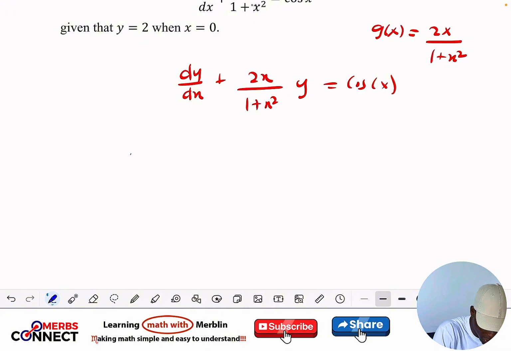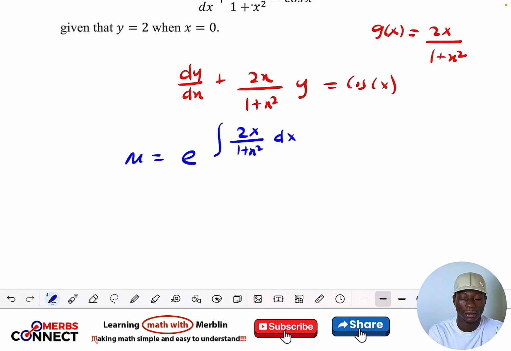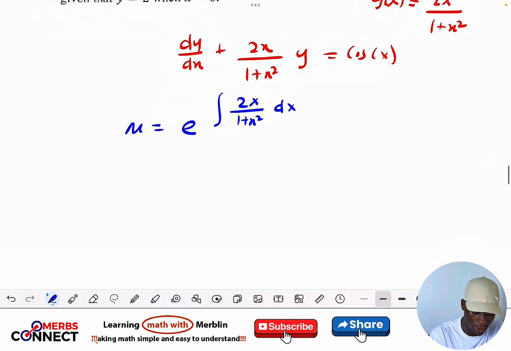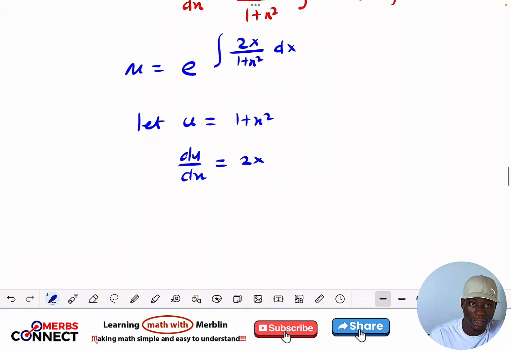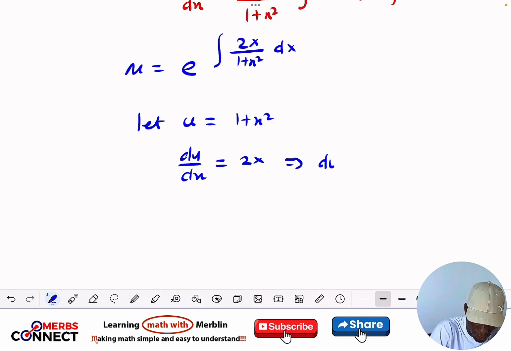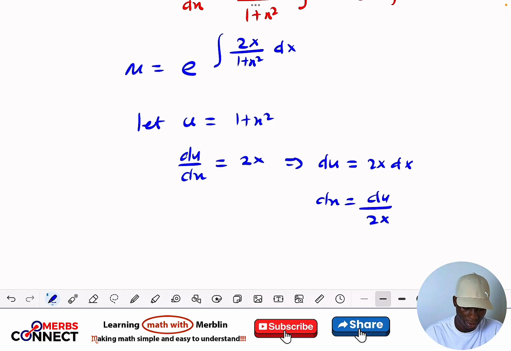So we are going to have mu equal to e to the power integral of 2x divided by 1 plus x squared dx. This one is going to give us ln, but I'm going to do it step by step using the u substitution. So I'm going to let u be equal to 1 plus x squared, and differentiate with respect to x. This implies that du is equal to 2x dx, and dx will be equal to du divided by 2x. So that's what we are going to get.